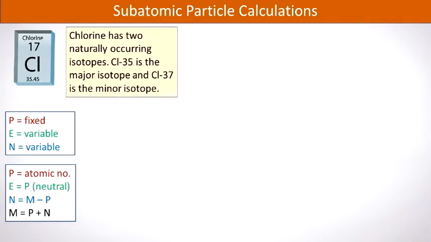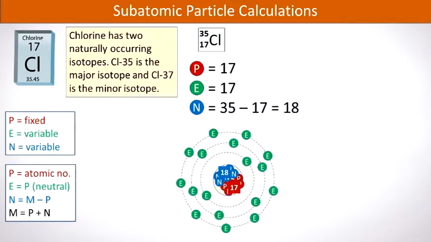Let's take a look at chlorine. Chlorine has two naturally occurring isotopes. Chlorine 35 is a major isotope and chlorine 37 is a minor isotope. The number of protons equals 17 because the atomic number equals 17. Since it's a neutral atom, the number of electrons also equals 17. The number of neutrons is easily calculated by subtracting the number of protons from the mass number of 35 to give you 18 neutrons. And the diagram shows here the nucleus containing the 18 neutrons and 17 protons surrounded by 17 electrons.